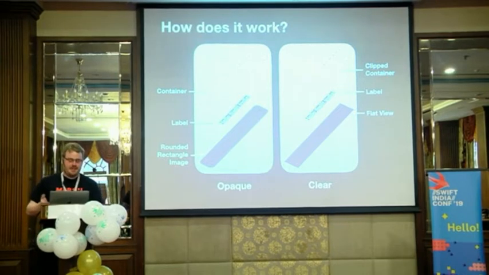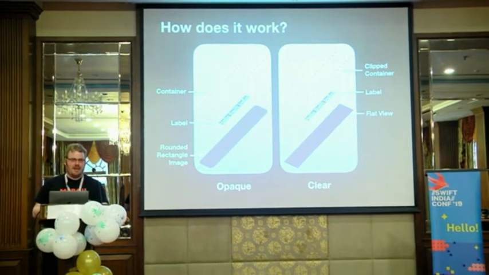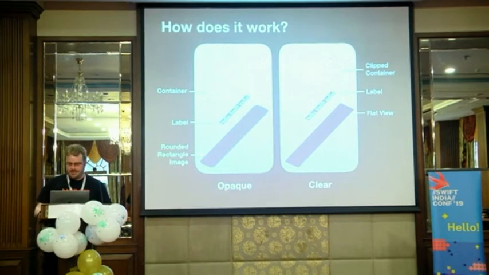And then if it's a clear button, so if there is a background that's poking through that needs to be updated dynamically, then it replaces that image view with just a flat view, and there's a container view containing all of this stuff, and that has corner radius applied to it.